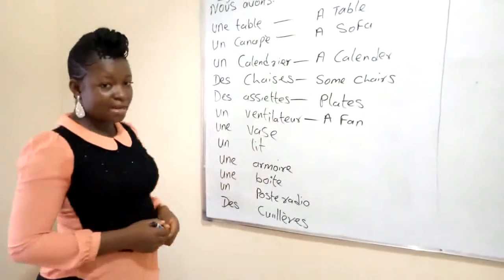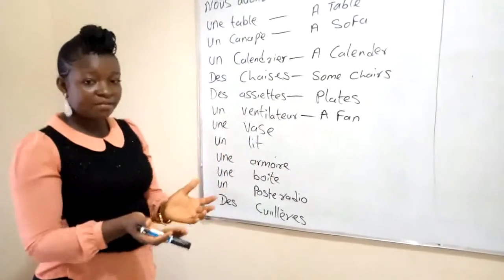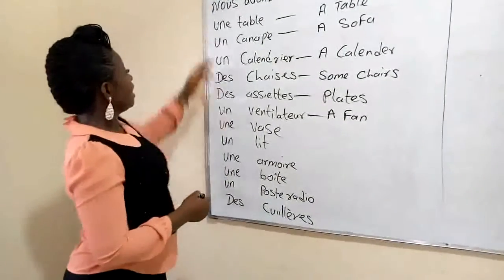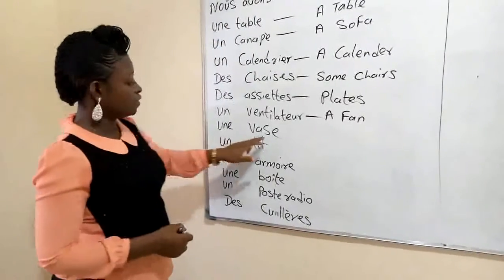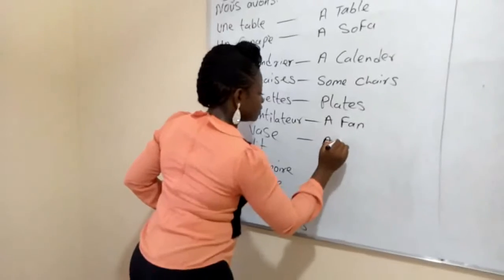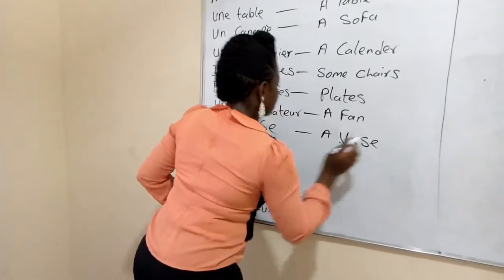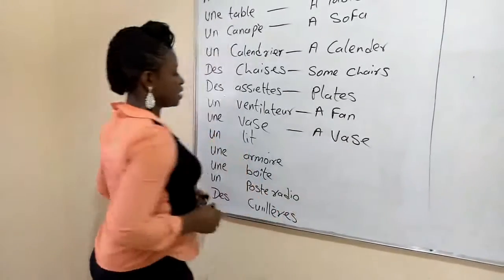Alright. Another one is une verse. Une verse. Here is a vase, like a flower vase. So, here we have nous avons une verse. So we have here a, let's just say verse. So that's the flower verse.